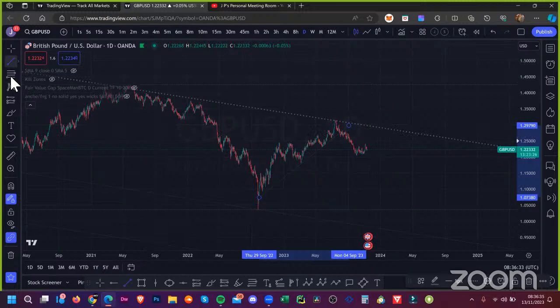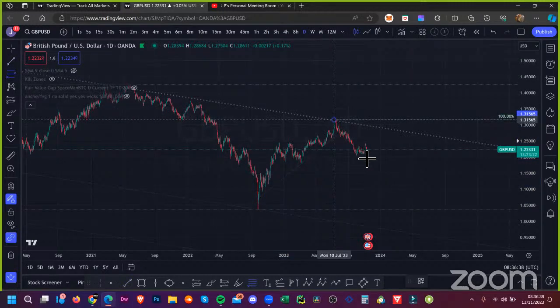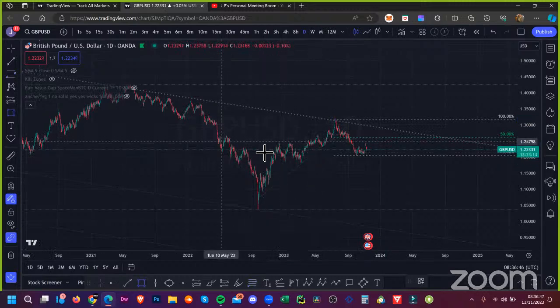Now, let me just identify a couple of little levels. First thing I'm going to identify is where exactly is 50% of this entire impulse. 50% of this entire impulse is right up in a level that looks very interesting to me. Let me show you why it looks interesting to me. You ready? Have a look.